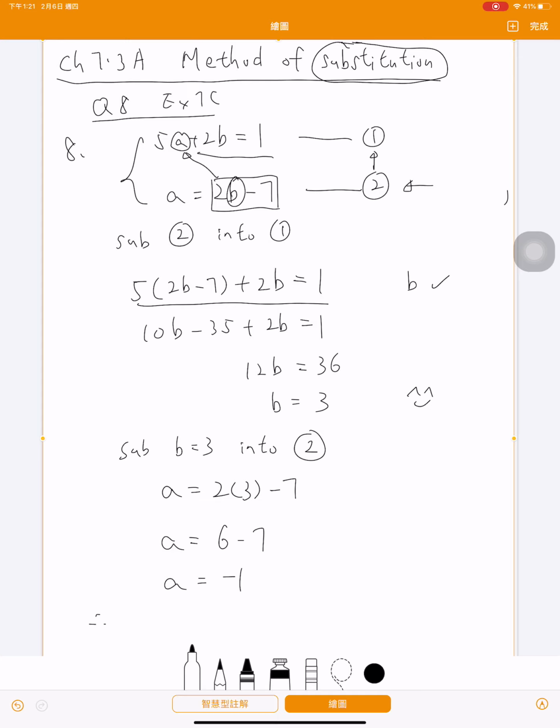So again, write down the answer. The solution is a is equal to -1 and b is equal to 3. And then we are finished.